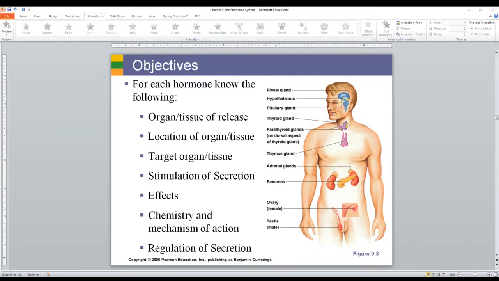Just so you are aware, I am going to talk in this discussion about several diseases or abnormalities like diabetes insipidus. In most cases, you are not going to be held responsible for knowing those diseases. I use them to illustrate the effects of the hormone. So you will not have to remember diabetes insipidus. Just so you are aware.